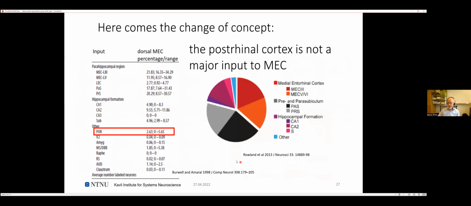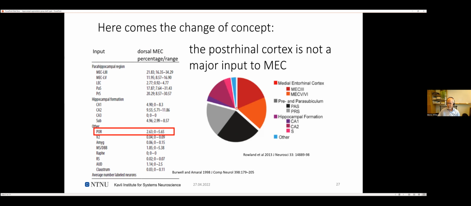And just to show you one example, this was published many, many years ago by Rebecca Burwell. This is a summary of percentage inputs to dorsal MEC where the grid cells are located. Look at the percentages of input, lots of intrinsic MEC, quite substantial LEC, parasubiculum, presubiculum, but postrhinal cortex is like 2.5%. So that's not a main input.